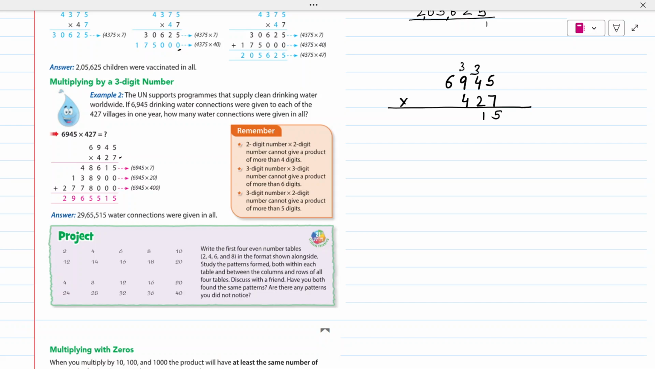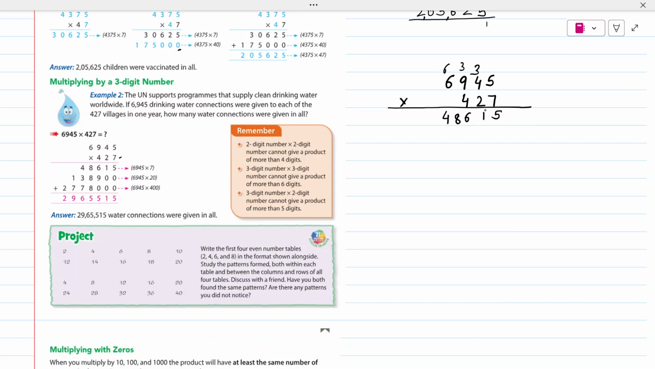1 here, 3 here. 7 into 9 is 63 plus 6 is 66. 7 into 6 is 42 plus 6 is 48. This is the product when we multiply with 7. Okay, so now 7 is done.